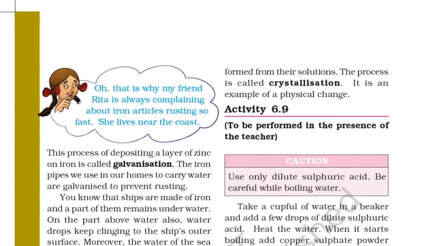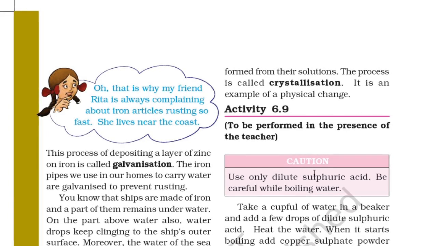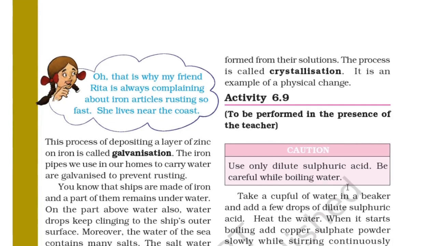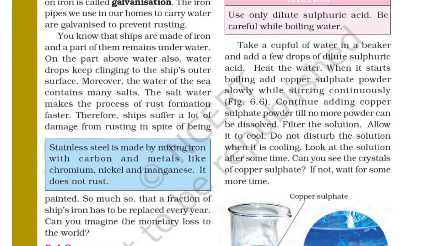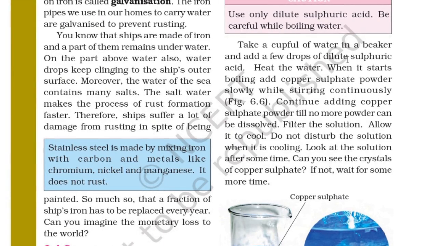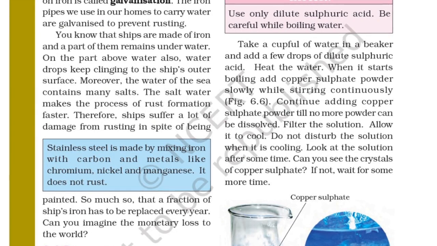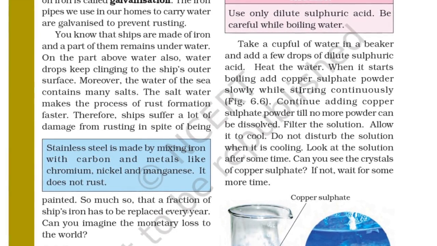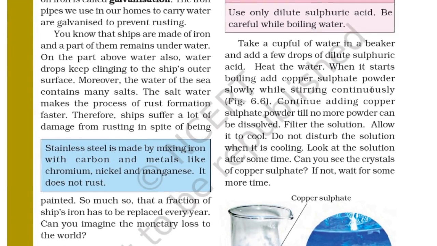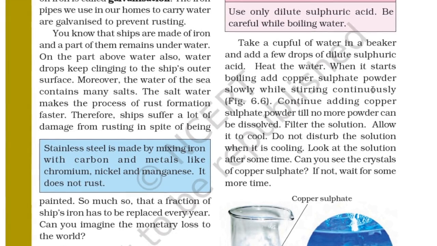Activity 6.9 is to be performed in the presence of the teacher. A word of caution: use only dilute sulfuric acid, and be careful while boiling water. Take a cupful of water in a beaker and add a few drops of dilute sulfuric acid. Heat the water. When it starts boiling, add copper sulfate powder slowly while stirring continuously.